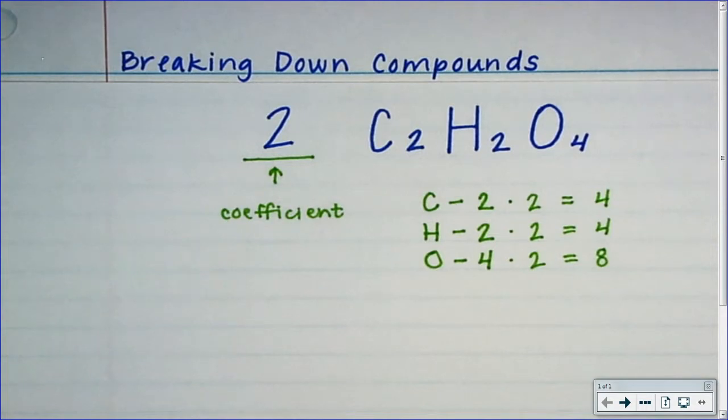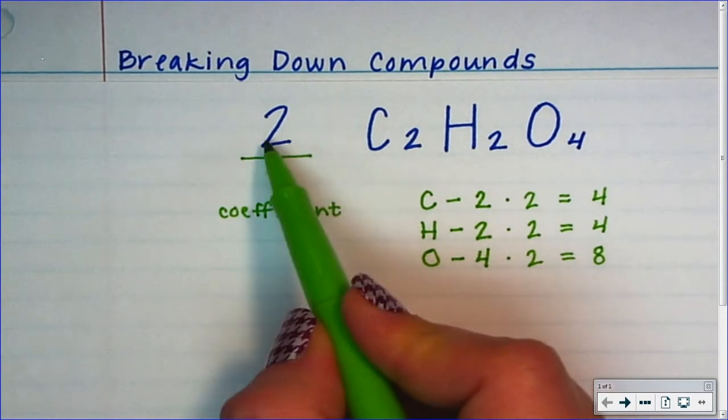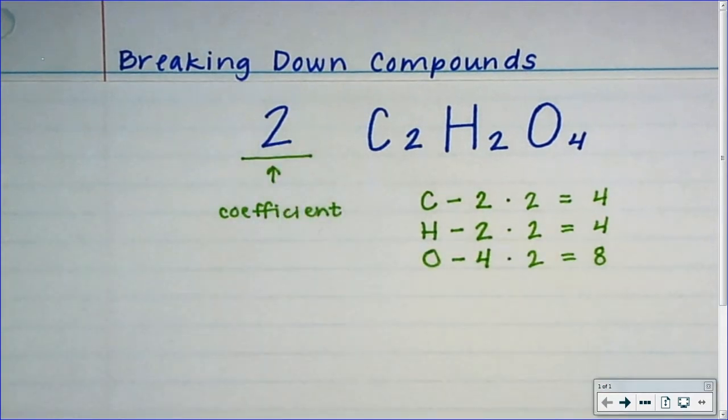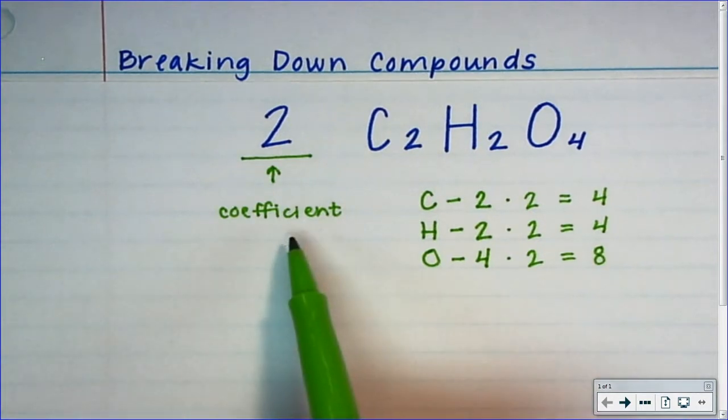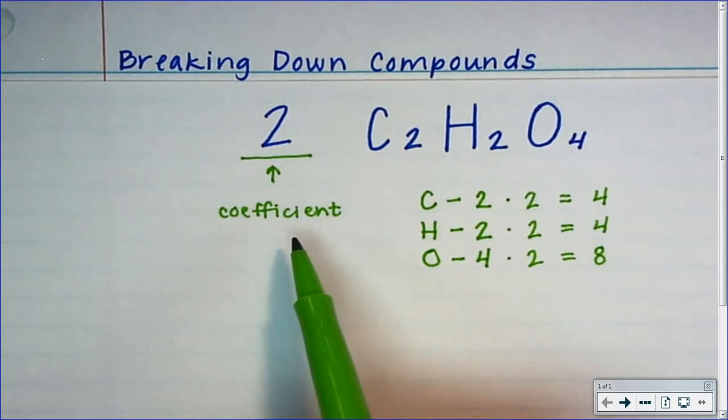For all the other examples that were before this one, there was no number here. And when there's no number, it just means there's a 1. So there's no extra work when there's no number in front. This coefficient is going to become really important when you start balancing chemical equations, because this is what's going to allow us to actually balance it.